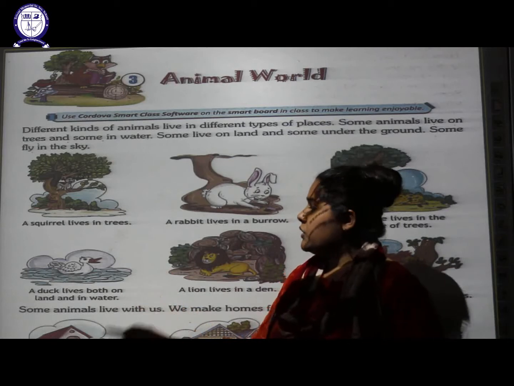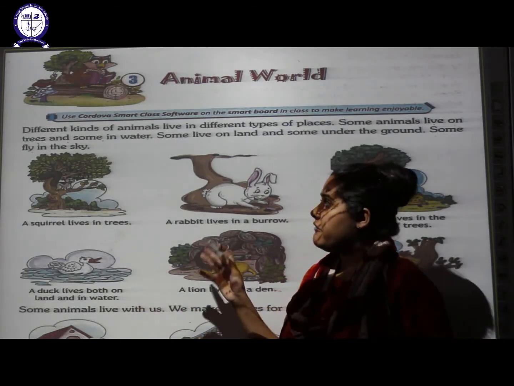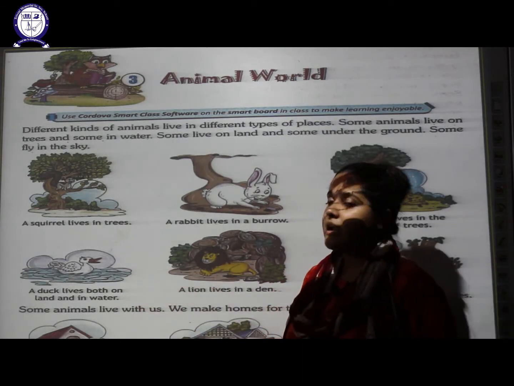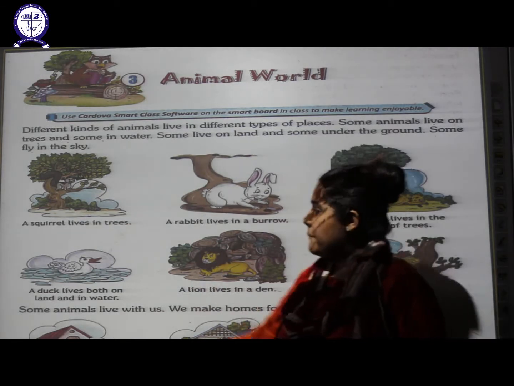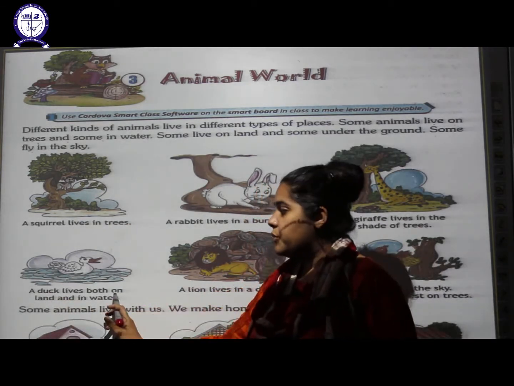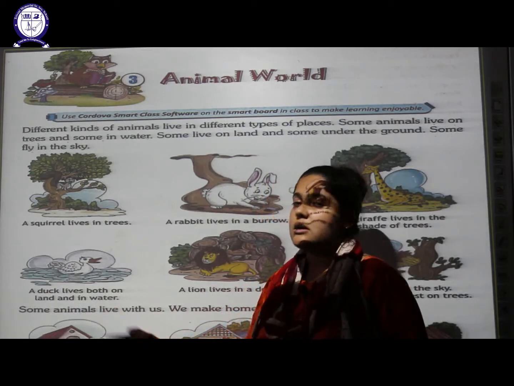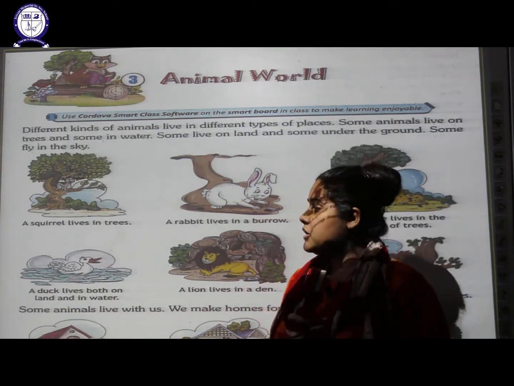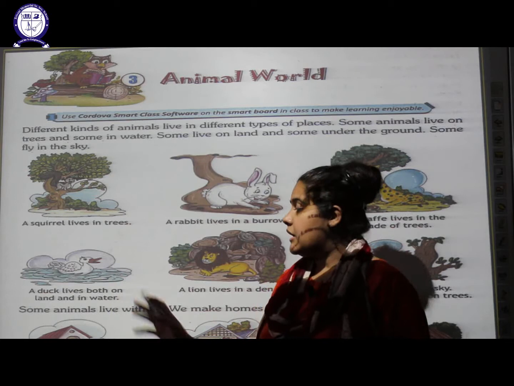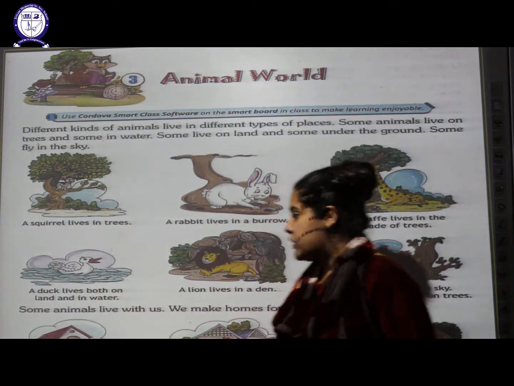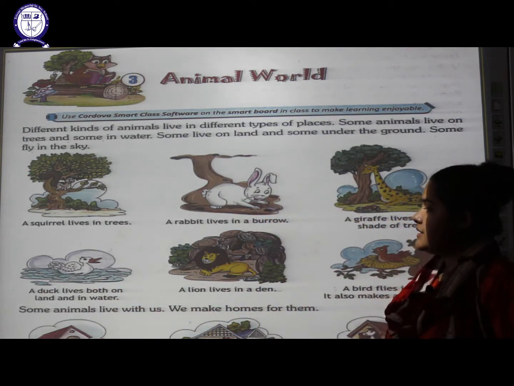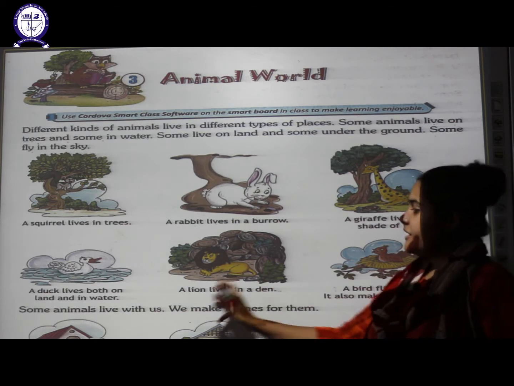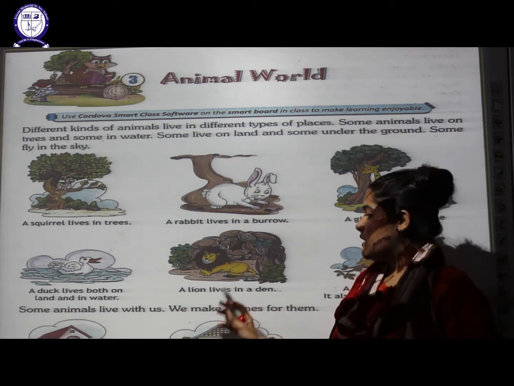Then, as I've told you, there are certain animals which can survive on both land as well as in water. The example of that is the duck. The duck lives both on land as well as in water. Another example is a frog. The frog can survive both. It lives on land as well as in water. The next one is the lion, which lives in a den. You might have seen that the lion lives in a den.